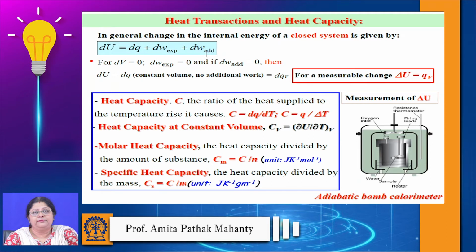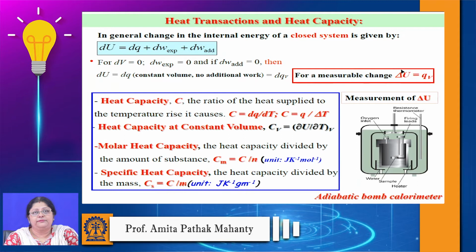Suppose I carry out a process in a closed system where the volume change is zero. There is no expansion, a constant volume process. Then the work done becomes zero, since delta V equals 0. So the expansive work as well as additional work both become equal to 0. So the change in internal energy becomes equal to the heat transferred at constant volume. There is no additional work done, so we can measure the change in internal energy. That will be the measure of the amount of heat absorbed at constant volume.